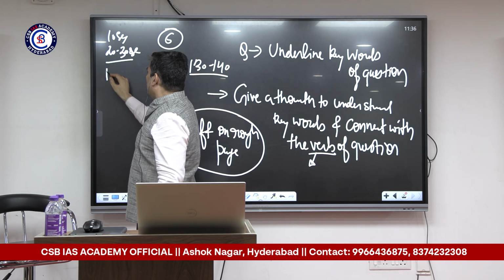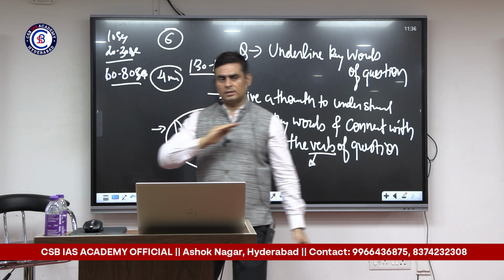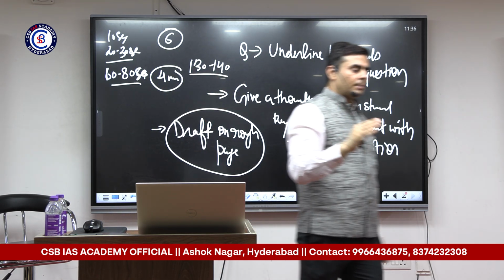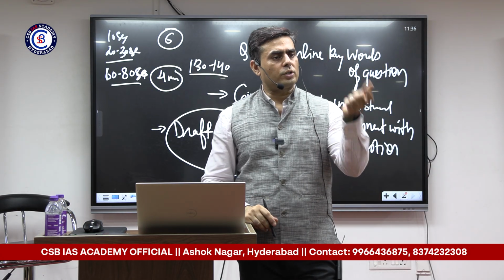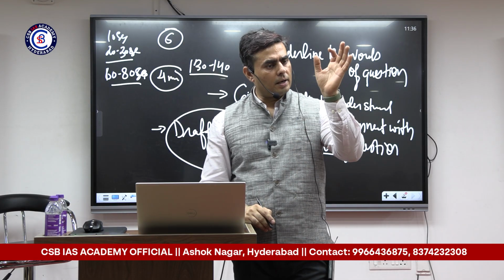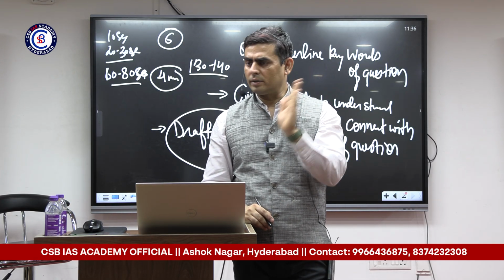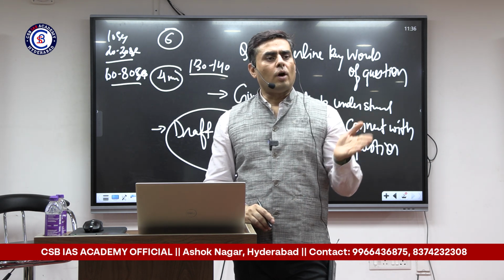Then you have to go for 60 to 80 seconds. For what? 60 to 80 seconds for drafting. Step number 1, 10 seconds, finish the underlying part. Second step, 20 to 30 seconds, establish the connection: what the verb is, what the question is demanding. Third, immediately go for what? Immediately go for creation of a skeleton or the draft. Once the skeleton draft is completed, then go for writing.